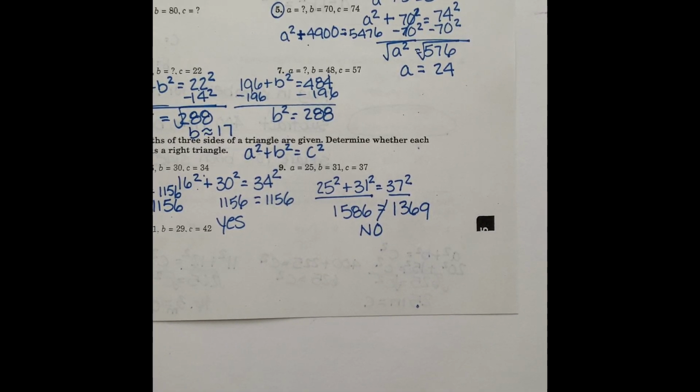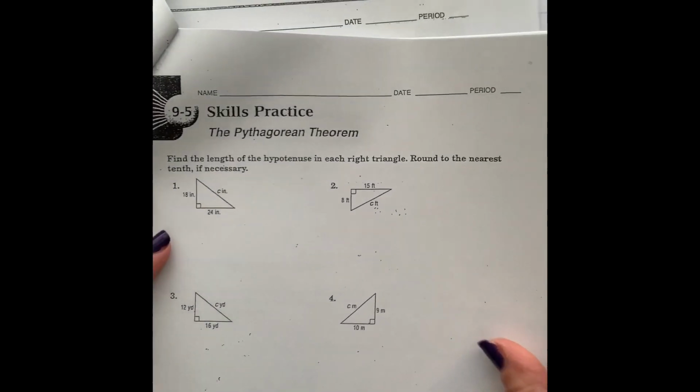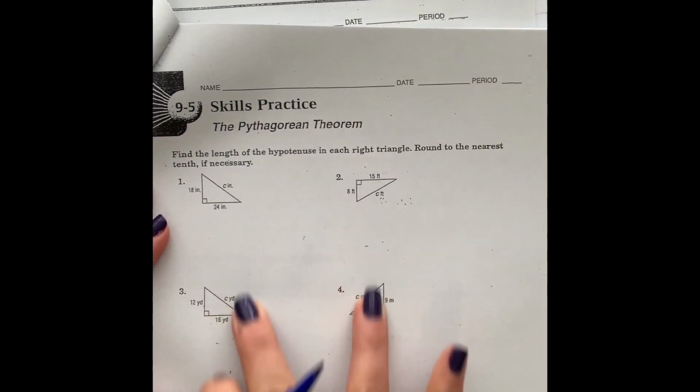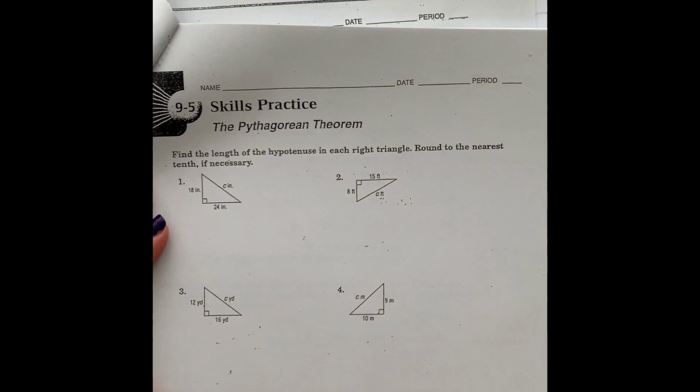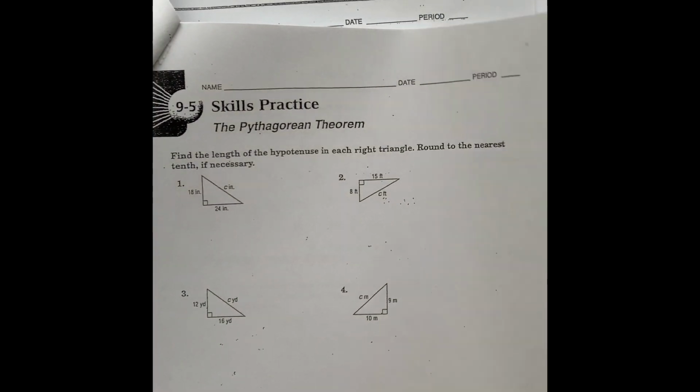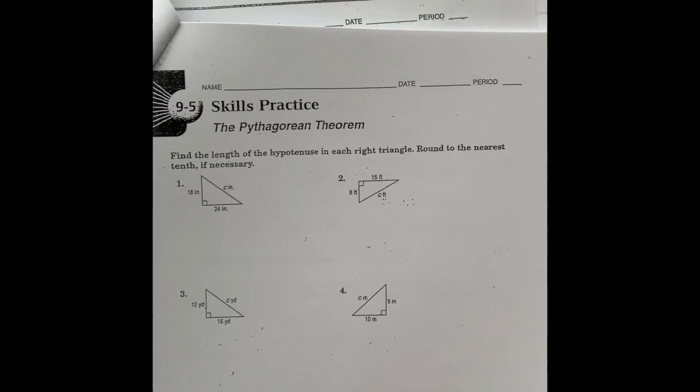Okay, so you're going to then do your practice. And so on the practice, the first section is finding C. So plug in your A and your B with your squared, add them up, undo them with the square root, and find C. These ones here and on the back are a mixture. Sometimes you're going to find A, sometimes B, sometimes C.